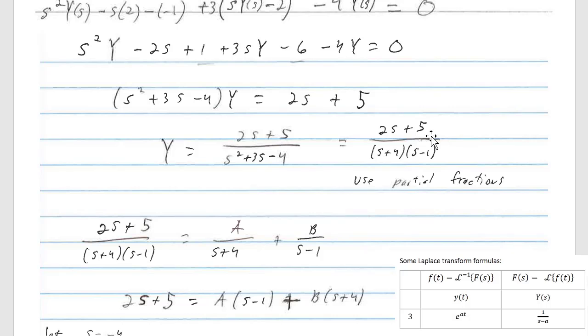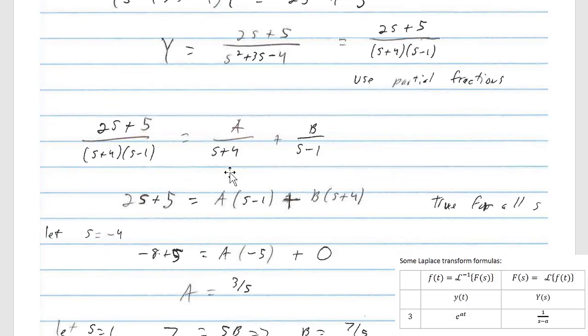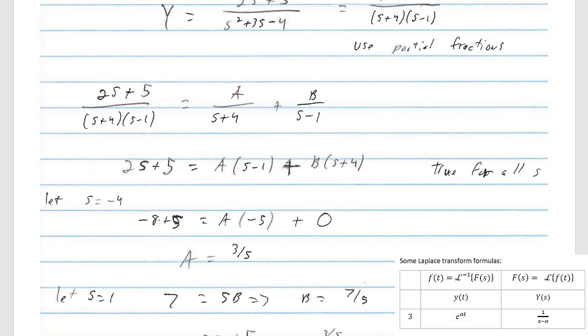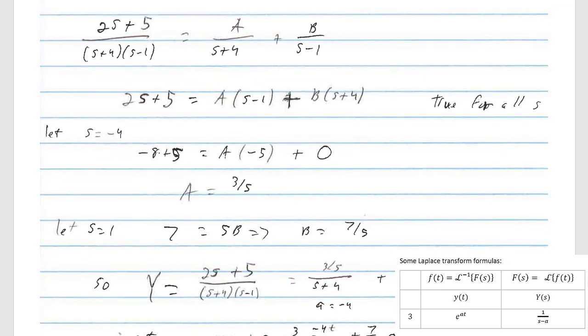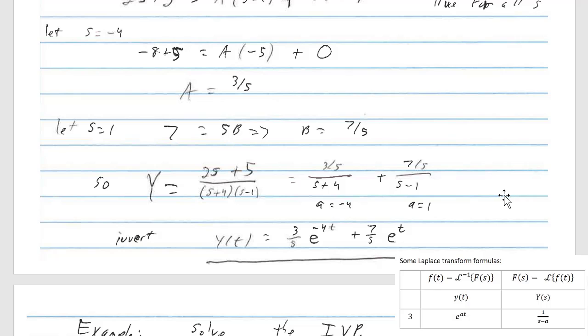So to use the table, I'll break this fraction into a sum of two fractions this way. And I'm not going to go through the work. Hopefully you've seen some partial fractions before, but in the end, you get big Y is this fraction plus that fraction. So now they're nice and simple. And now we can invert using our table.